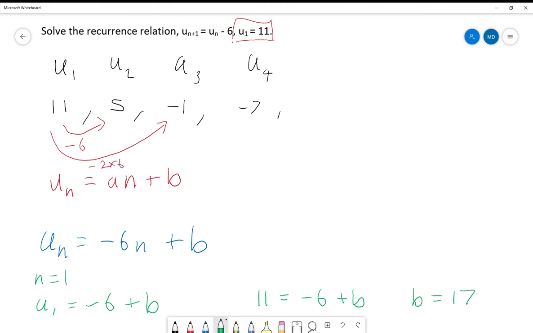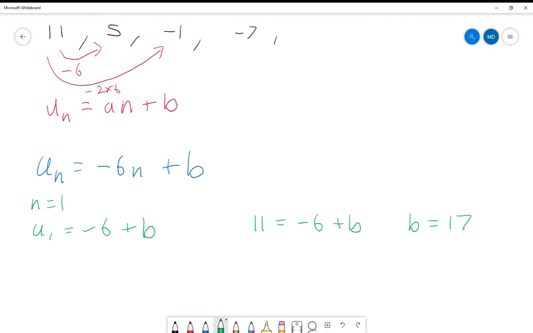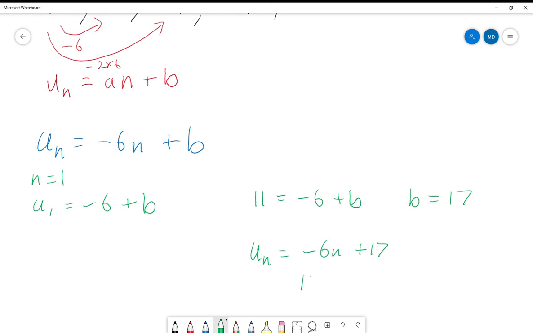Therefore, my solution to this recurrence relation, u(n) equal to negative 6n plus 17, not plus 11 in this case. Or you could, of course, write it perhaps slightly neater as 17 minus 6n. And that is our solution to this recurrence relation.